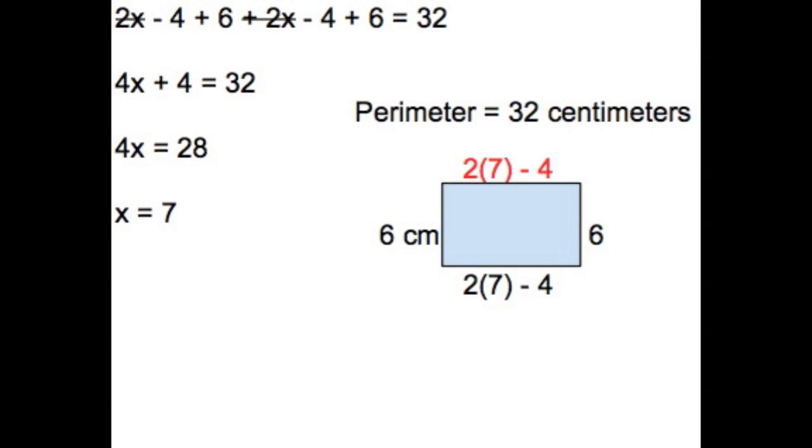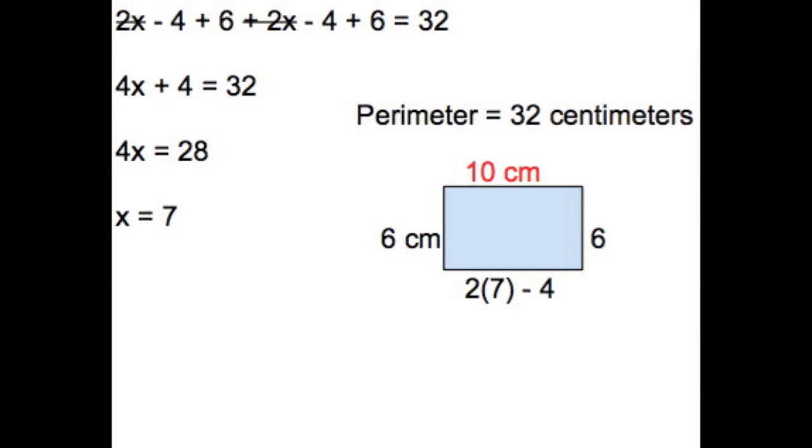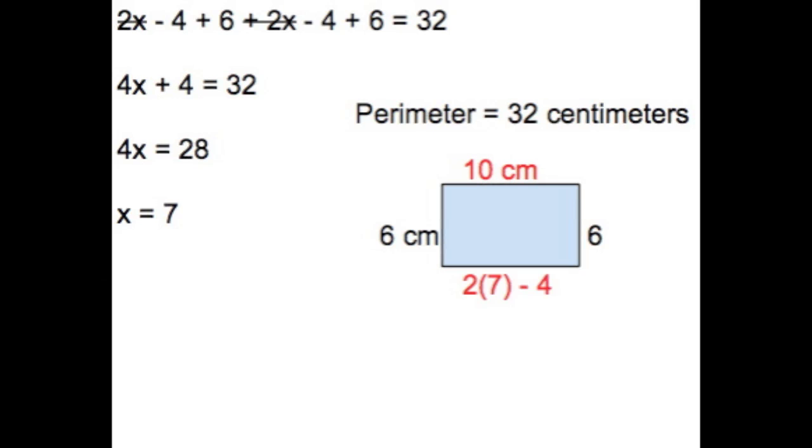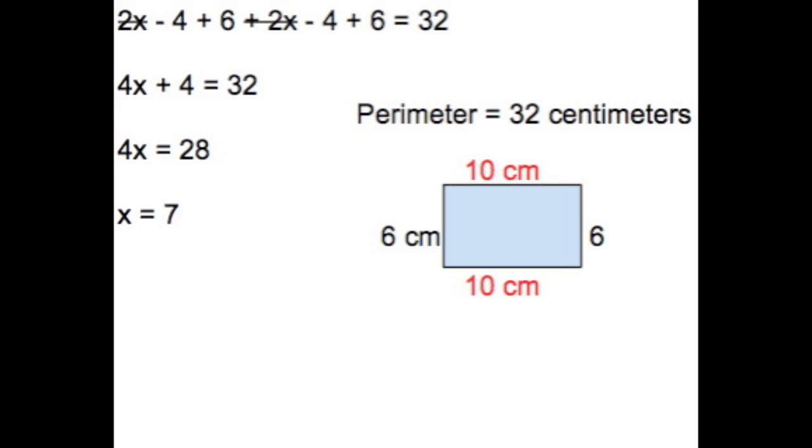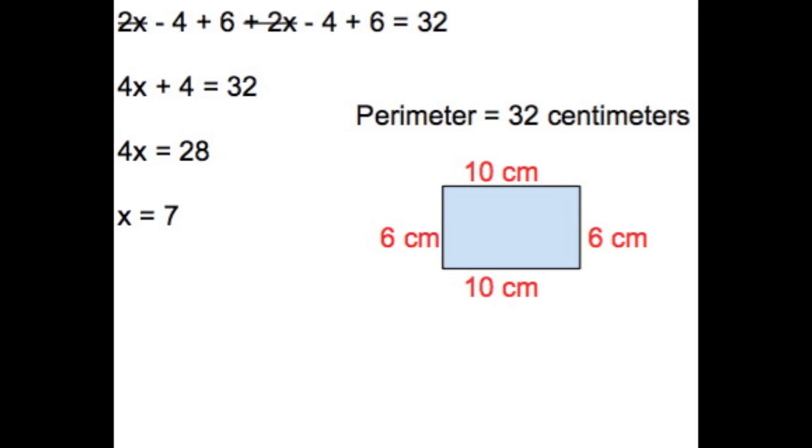2 times 7 would be 14, and then 14 minus 4 is 10. So the length of this side is 10 centimeters. We know that this side will be the same because it is a rectangle. So it also will be 10 centimeters. Now that we know the length for each side, we can add them up to make sure that we have done our work accurately. It should equal 32 centimeters, which it does, so our answer checks out.